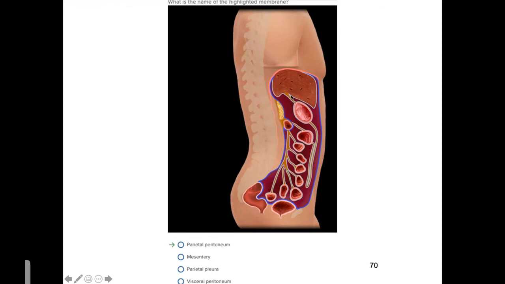If it was visceral peritoneum, it would be like this. It would be going around here, or just going around the liver, or going around the stomach, or just going around the intestine. That would be visceral. Parietal is around the cavity, the entire cavity.